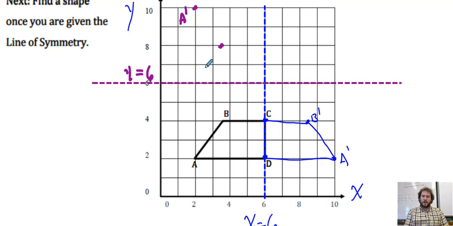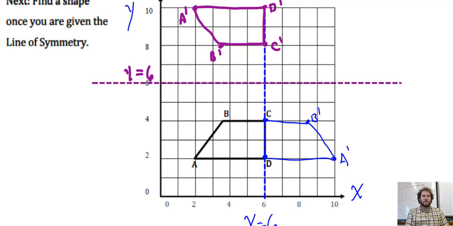Right? So there's A prime, there's B prime, and then C is also 1, 2 steps down, so it'll be 1, 2 steps up. And then D is 1, 2, 3, 4, so it'll be 4 steps up, and I have my D prime. So there's my reflection, A, B, C, D. Okay? So it's really important that we are looking at the horizontal and vertical components, because that's how we're going to find these reflections the easiest way possible.